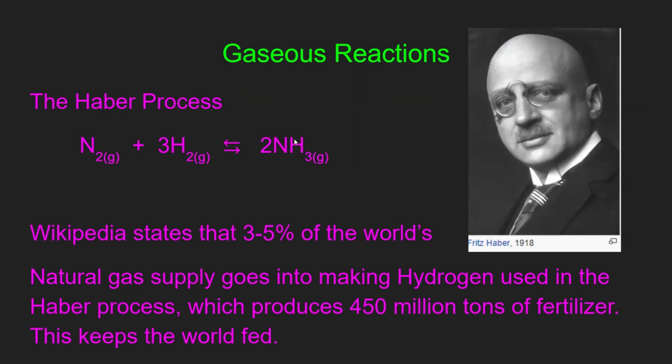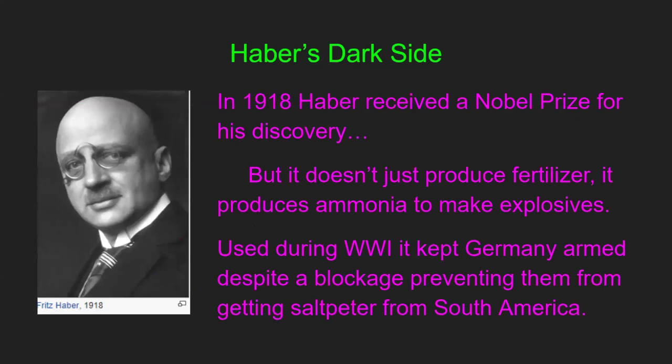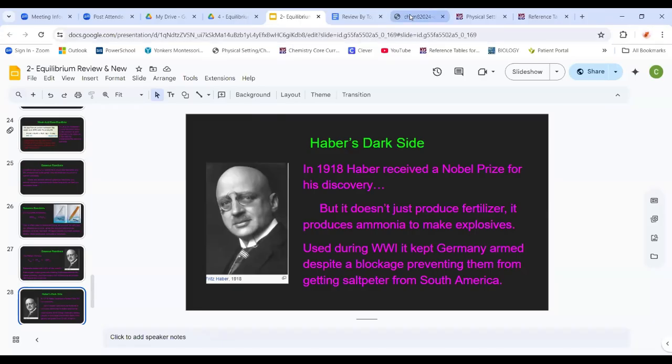But this is a famous equilibrium reaction, and that's what he won the Nobel Prize for. They already knew how to do the reaction. He manipulated the pressure and temperature to get the reaction to produce more ammonia. What he was doing was manipulating an equilibrium to get it to shift in a direction he wanted it to without ruining the reaction. This produced ammonia for fertilizer, which kept a lot of people fed. And so those are reactions you're probably going to see.